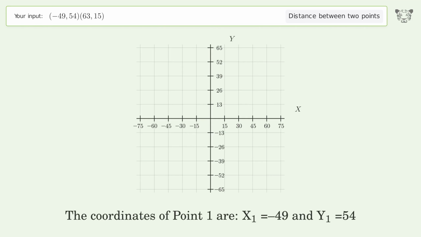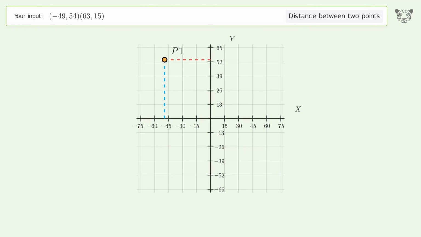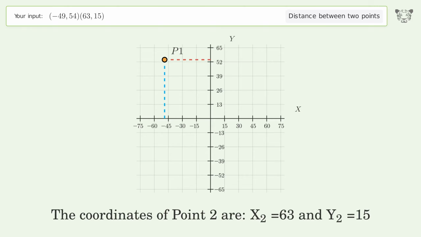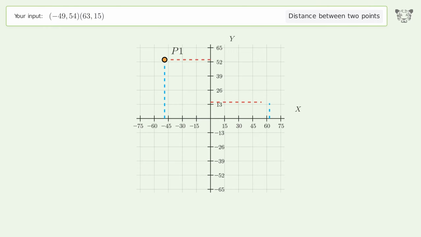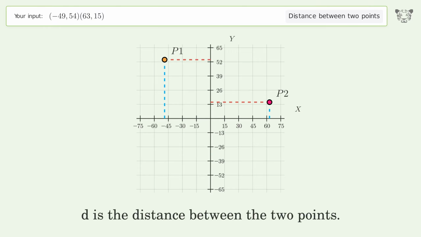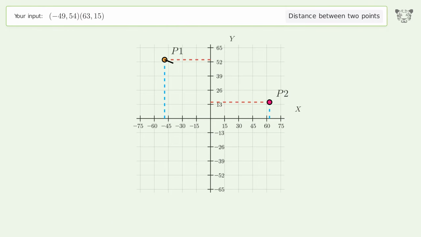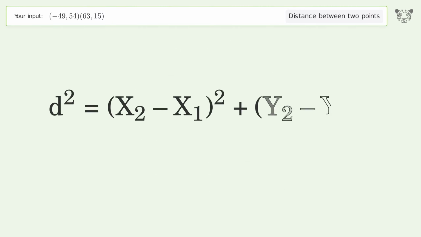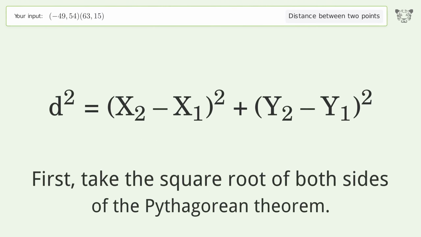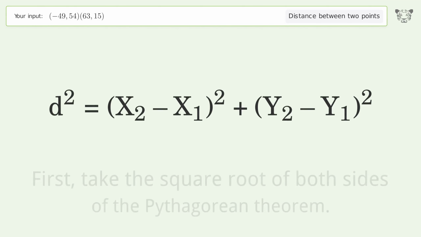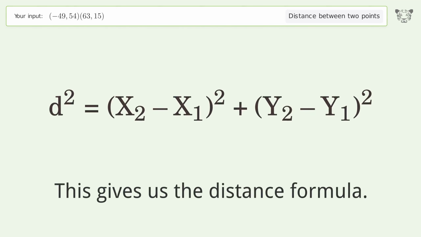The coordinates of point 1 are x1 equals -49 and y1 equals 54. The coordinates of point 2 are x2 equals 63 and y2 equals 15. D is the distance between the 2 points. First, take the square root of both sides of the Pythagorean theorem. This gives us the distance formula.